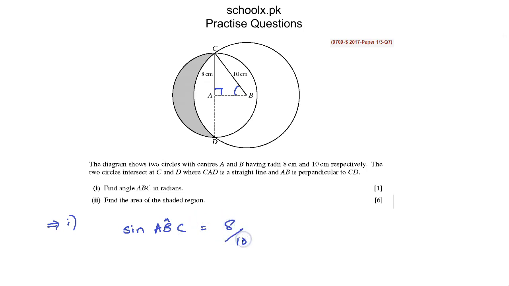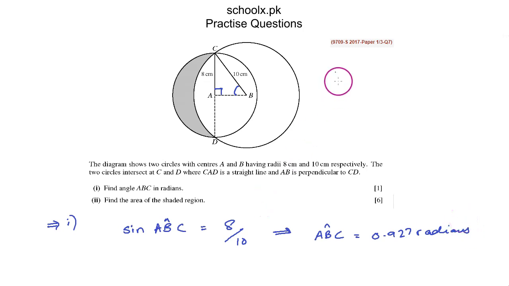Now be sure to put your calculator in the radian mode, because they have asked you to find the angle in radians, not in degrees. By default, the calculator is in degrees mode, right? So you have to convert into the radian mode. So we'll get ABC equals 0.927 radians.